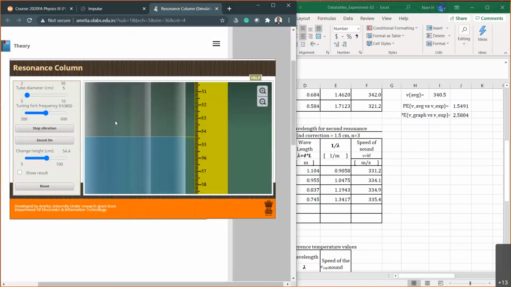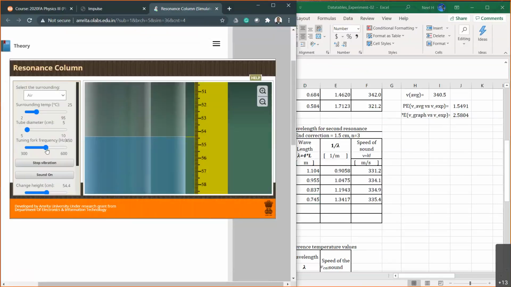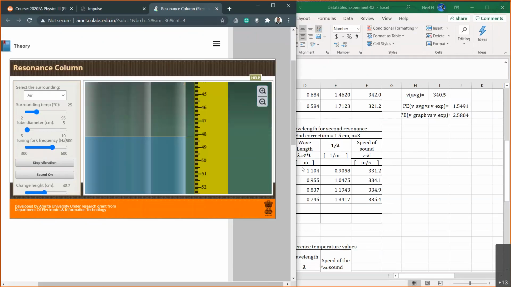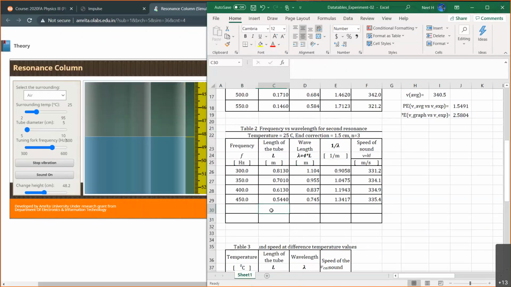Okay, then let's do the next one, 500. Let's bring this back and sound on. Bring it up slowly. First one, then continuously go up. Second one, sound off. Measure it. 48.482. Now we are on 500.